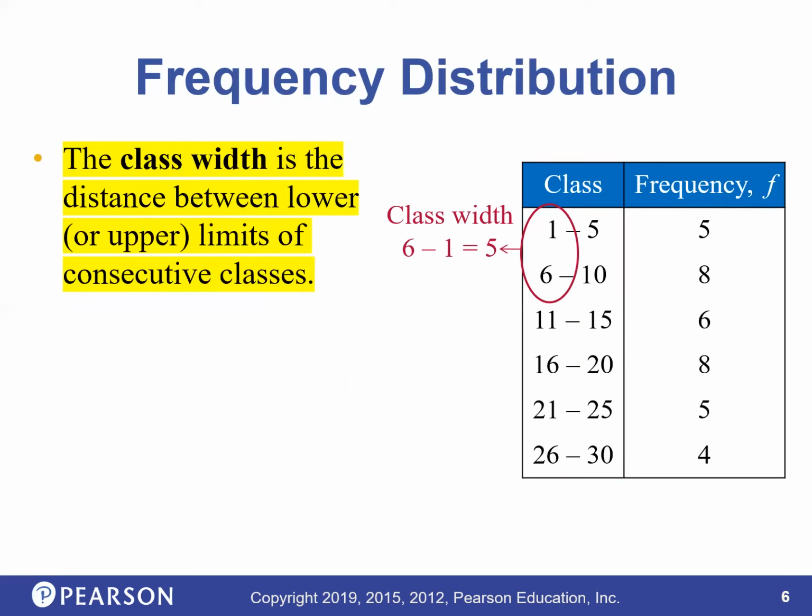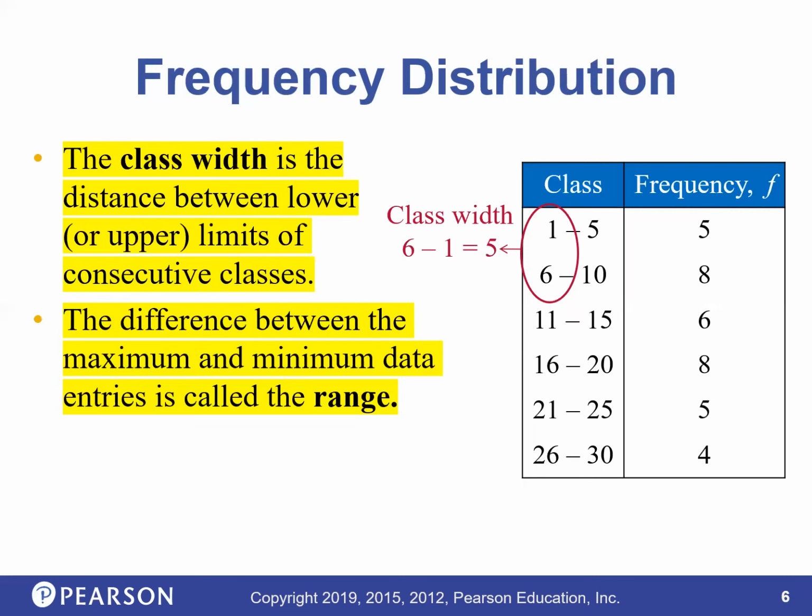So 6 minus 1 is 5. The class width is 5 each time. Now you can subtract the lowers if you like, or you can subtract the uppers if you like. It doesn't matter, because 10 minus 5 is still 5. In fact, anywhere you do this, you still get the same answer. 26 minus 21 on the bottom here is still going to be 5. Cool. And then the range. The range is just the highest number we have minus the lowest number we have. We'll do that in just a bit. So there's the range.